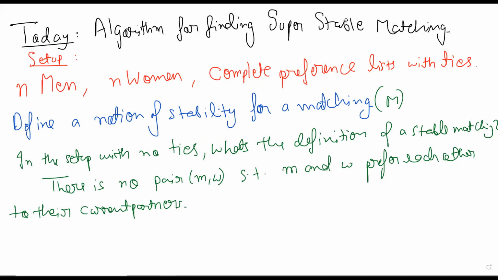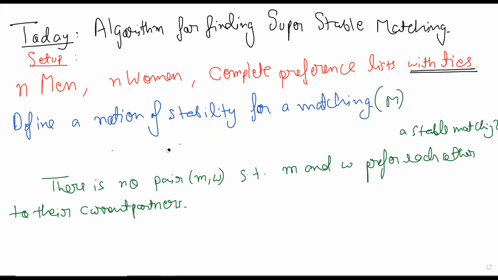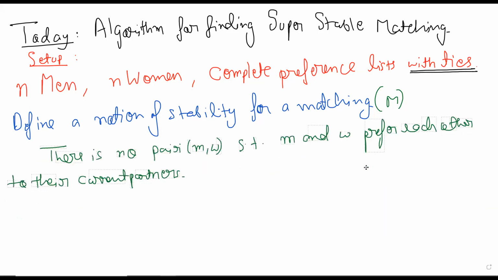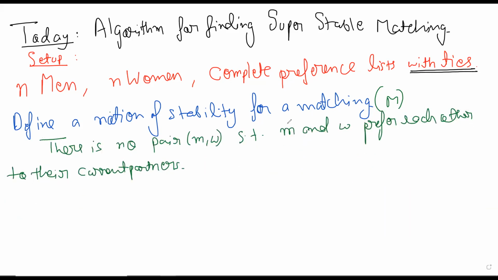But now that there are indifferences or there are ties or indifferences, how can we extend this definition? In this case, we make an extension as follows. First of all, obviously, this kind of pair that we have written here should not be present. That's certainly true, right? We don't want this kind of pair.